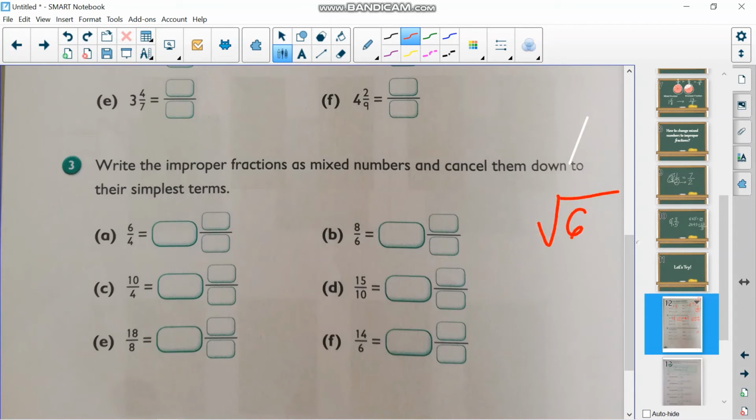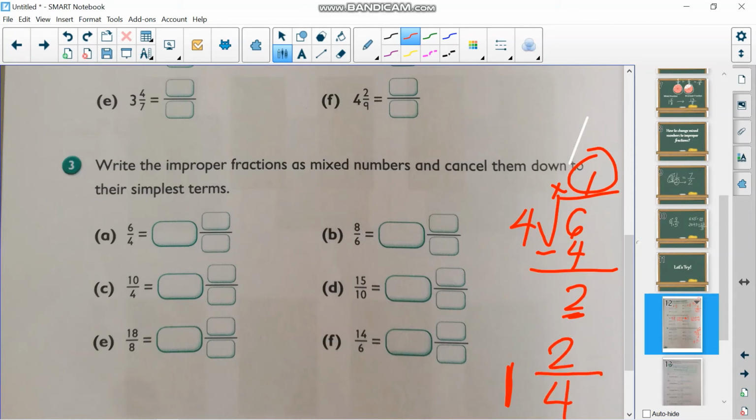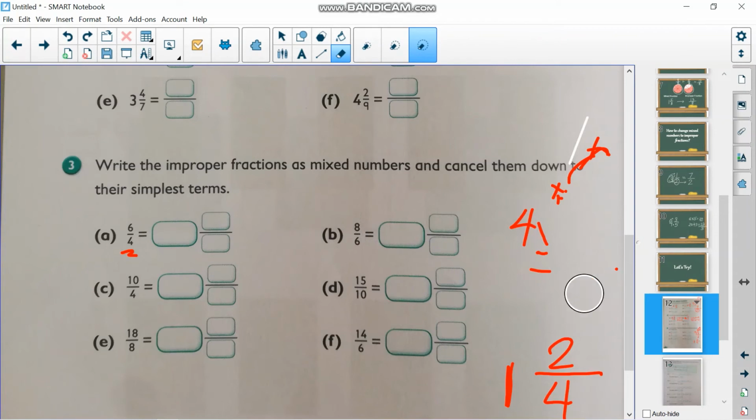6 over 4, 6 divided by 4, that is 1. 1 times 4 is 4. 6 minus 4 is equal to 2. Okay? So our whole number is our quotient, 1. Then our remainder, which is 2, is our numerator. And just copy the denominator here. So we have 1 and 2 quarter. Okay? So that is our initial answer, 1 and 2 quarter.